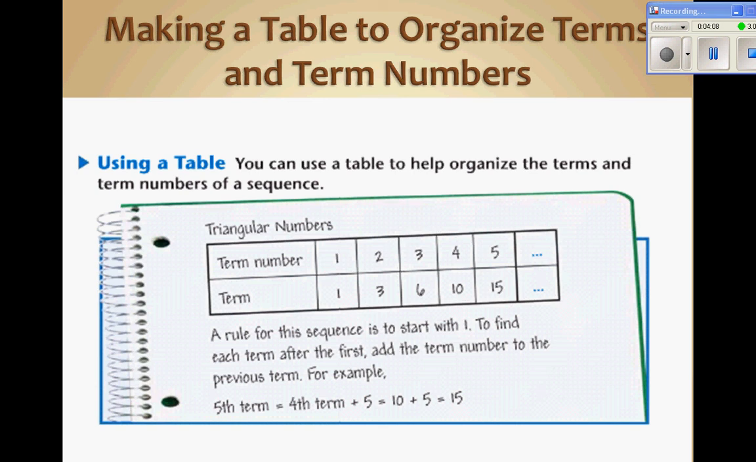So the first one is 1 because we had 1 stone. Position number 2 had 3 stones to make a triangle. For the 3rd term, we had to have 6 stones. And for the 4th term, we had to have 10. Did you guess correctly? Did you get 15 for the 5th term? To get 15, you add 1 plus 2 plus 3 plus 4 plus 5, and you come up with 15.